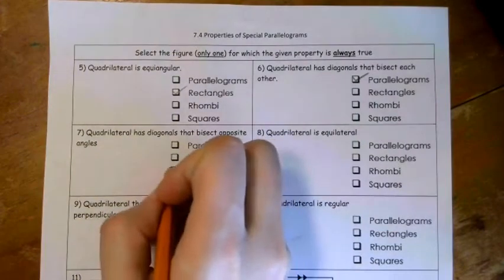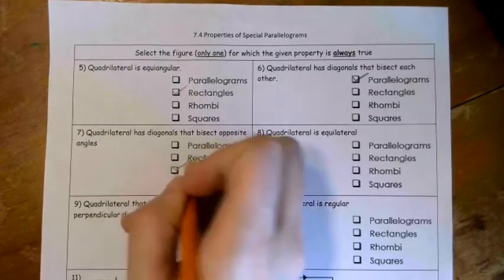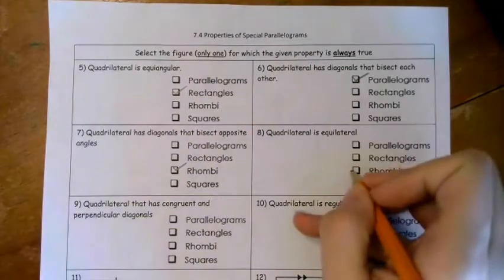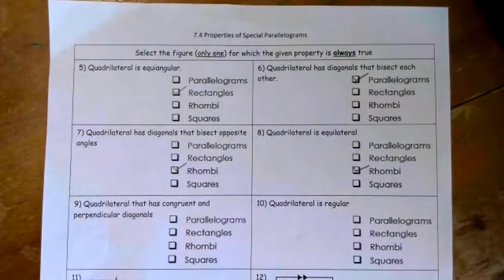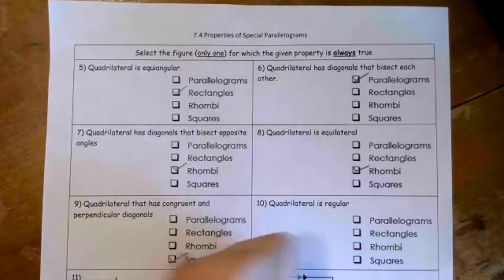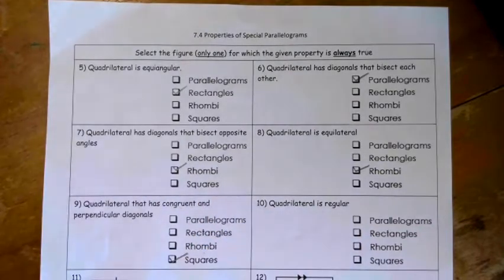That would be rhombi. Quadrilateral is equilateral. So equal sides, that's also rhombi. Quadrilateral that has congruent and perpendicular diagonals. We know that rectangles have congruent, rhombi have perpendicular, so this is squares. That's the only one that has both.